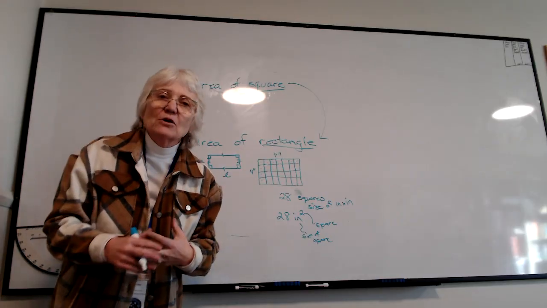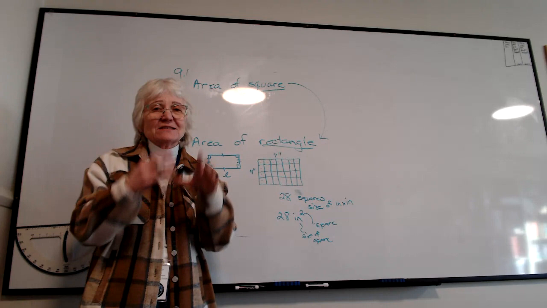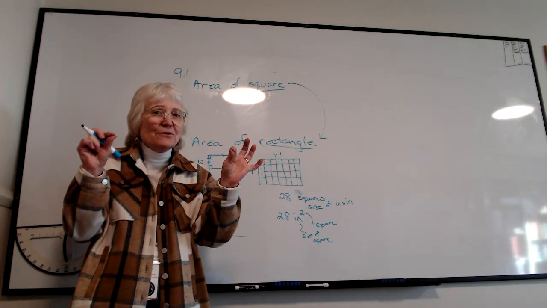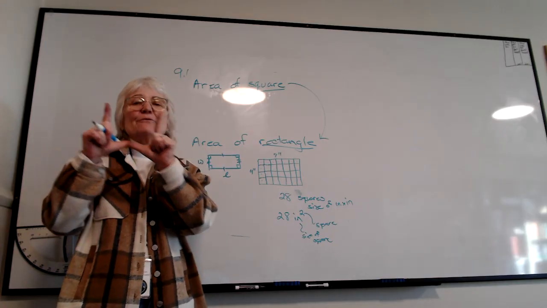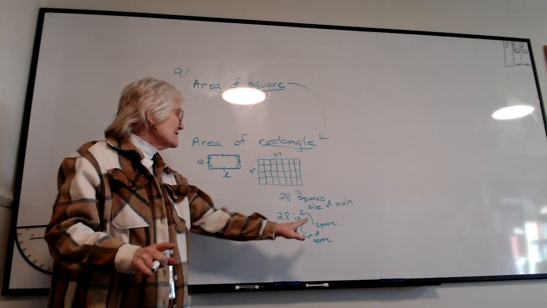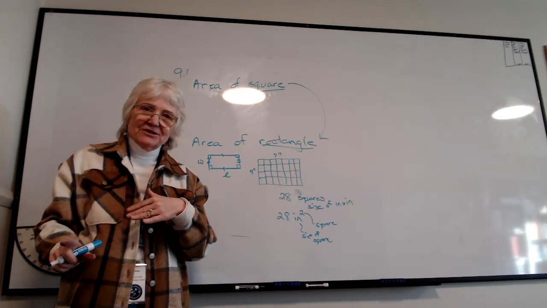That's what we're finding when we are looking for area. That's why area is always something squared, because we're always looking at something that's a square, and that's how we measure it. It's not like just a ruler. It is an actual square, and we're looking how many squares fit inside there. This tells me the size of the square. The square is 1 inch by 1 inch.